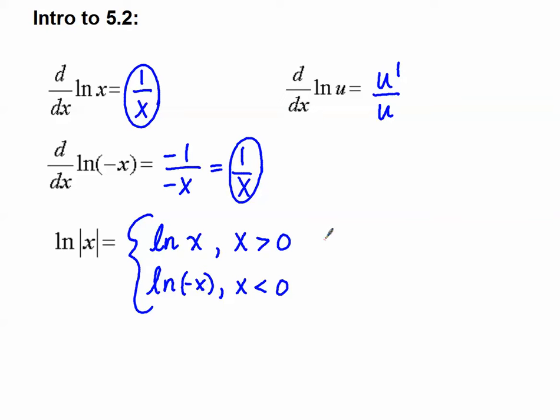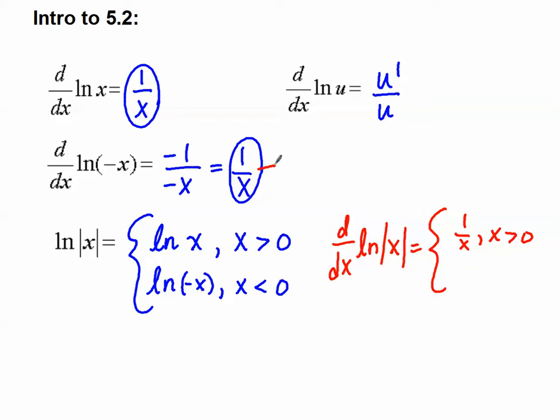So again, we're only taking the natural log of positive numbers. Well, this means that the derivative of the natural log of the absolute value of x is, in pieces, 1 over x when x is greater than 0, and still 1 over x when x is less than 0. So we don't really need it in this format. We wrote last time that the derivative of the natural log of the absolute value of x is 1 over x. No matter what x is, positive or negative, that is what we're getting.